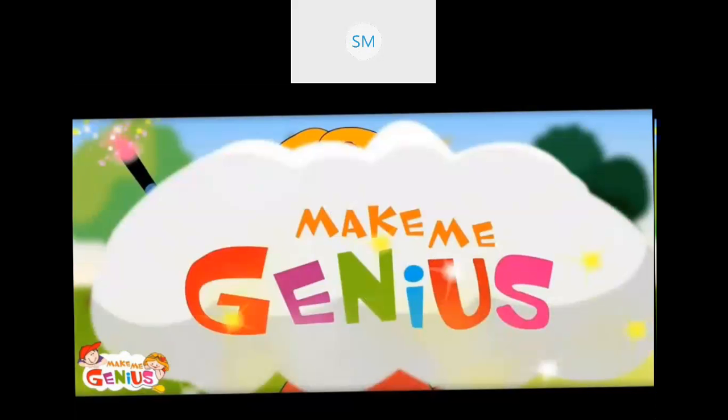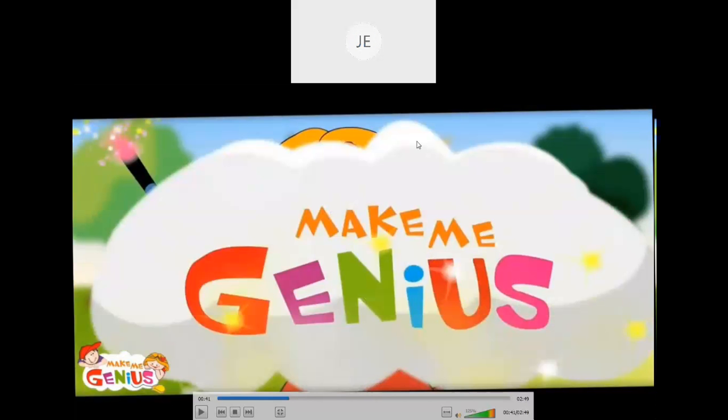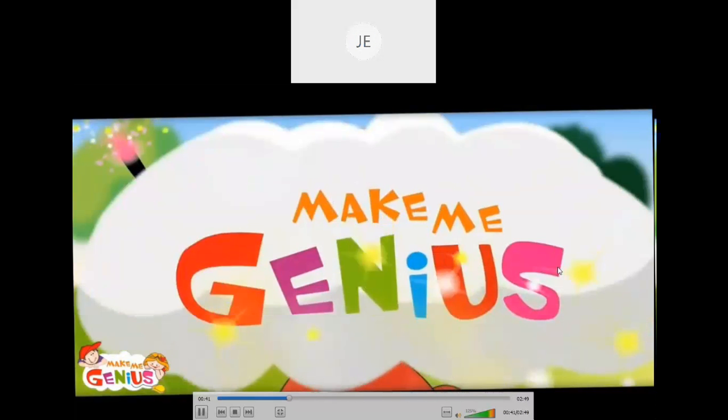Because of the body heat, heat is transferred to the ice cream. What is heat? Only body's heat is transferred? No, sir, the environment heat too. Yes, yes. Very good. Very good.